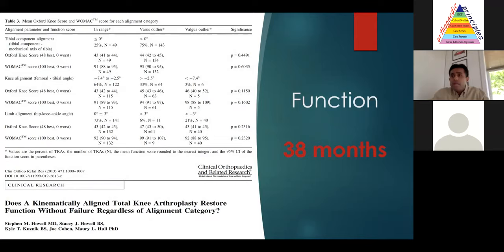So he performed a study looking at the Oxford knee score and the WOMAC knee score for his kinematically aligned knees, which were in the normal range, a varus outlier or a valgus outlier, and found absolutely no difference in the function. So this is a little confusing to me, because you are trying to achieve kinematics, but let's say you have outliers, you either overshoot or you undershoot, there seems to be no difference. So then why do one versus the other?